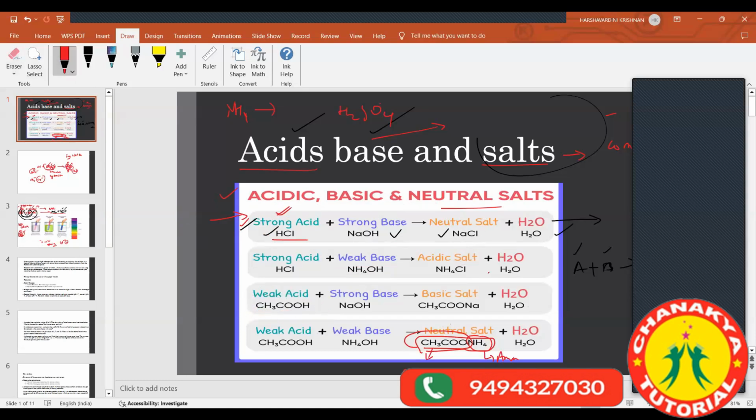Ma'am, because the acid is strong and the base is very weak. Exactly. Like it's logic, right?